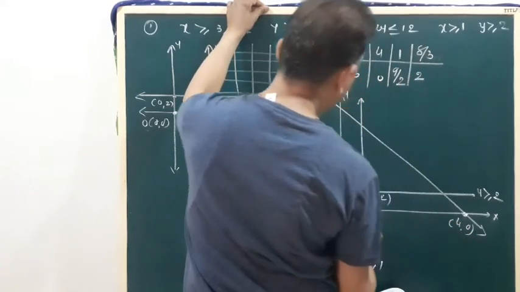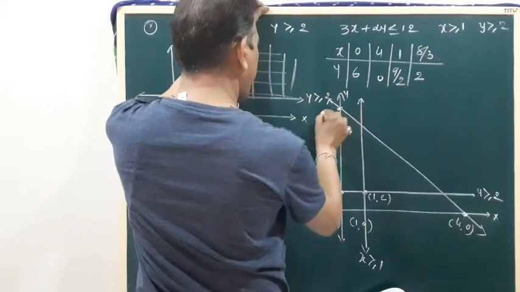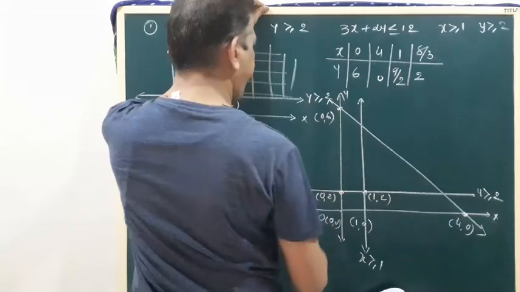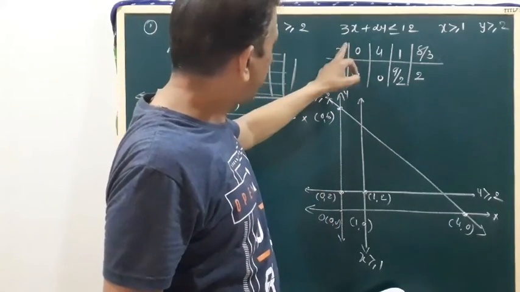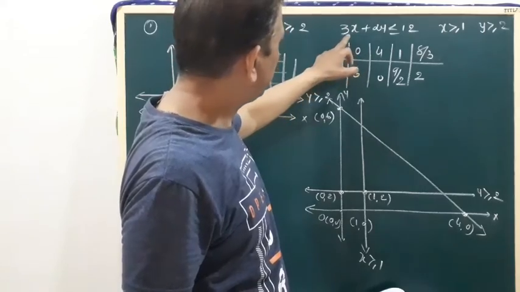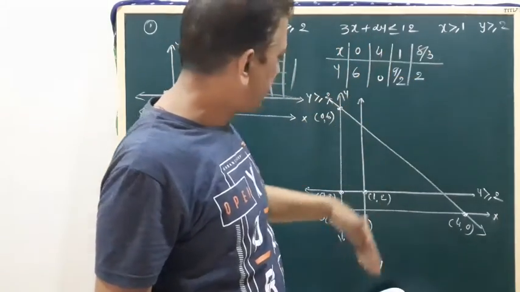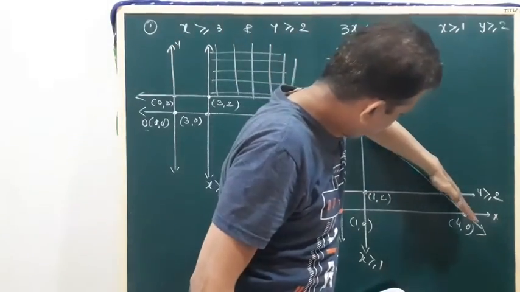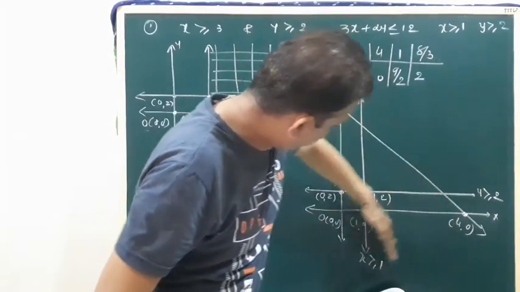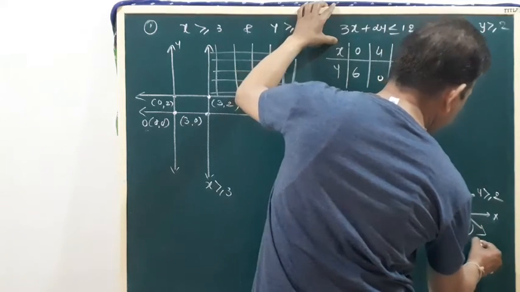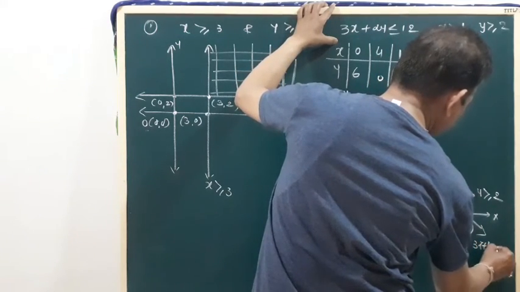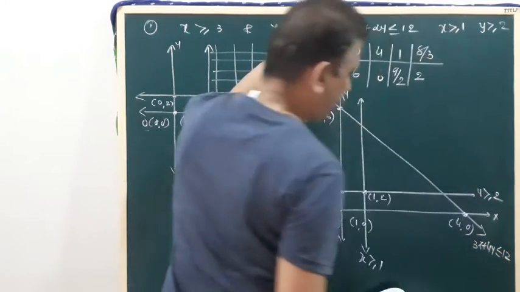Intersection point of x axis: 4, 0. Intersection point of y axis: 0, 6. Okay. Satisfied? Check your 0, 0. Put here 0, 0. 0 is smaller than 12. So this line, lower part, all the points. Right? So our equation is 3x plus 4y less than or equal to 12.